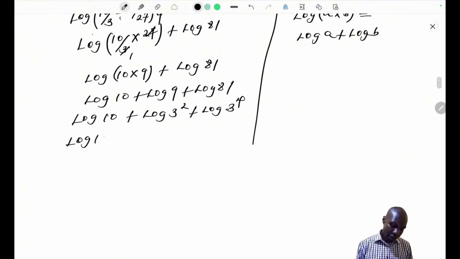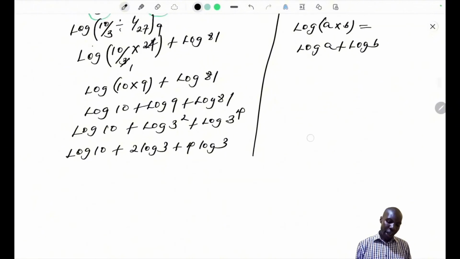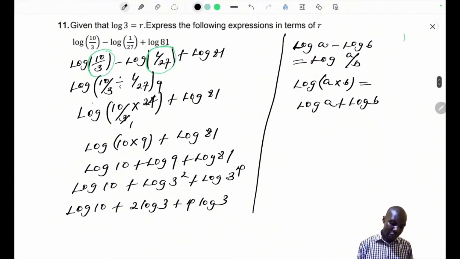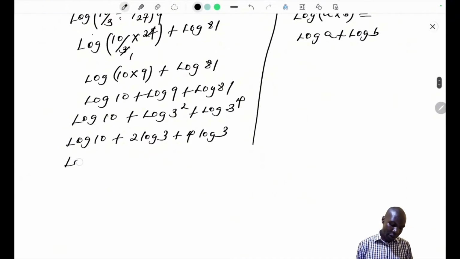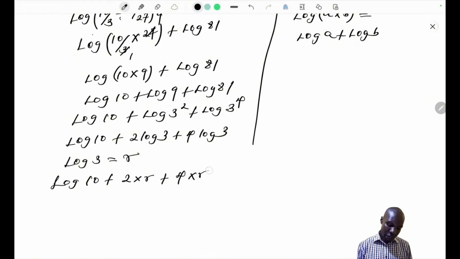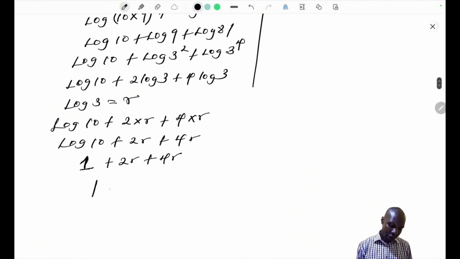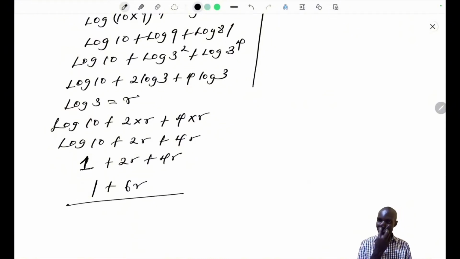This will give us log of 10 plus 2 log of 3 plus 4 log of 3. And we are told that log of 3 is equal to r. So where log of 3 is, we replace it with r. So we'll have log of 10 plus 2 times r plus 4 times r, so log of 10 plus 2r plus 4r. And log of 10 is 1. So 1 plus 2r plus 4r gives us 1 plus 6r. That is the answer for that.